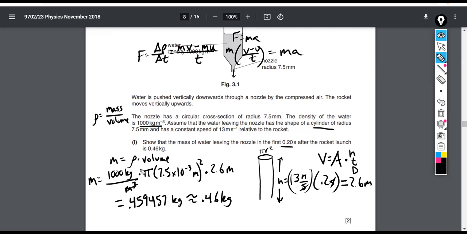All right, so nice little reminder that we can calculate mass in terms of density, and that volume in general is a 2D area, the area of the base times the third dimension. Very useful way to think about it.